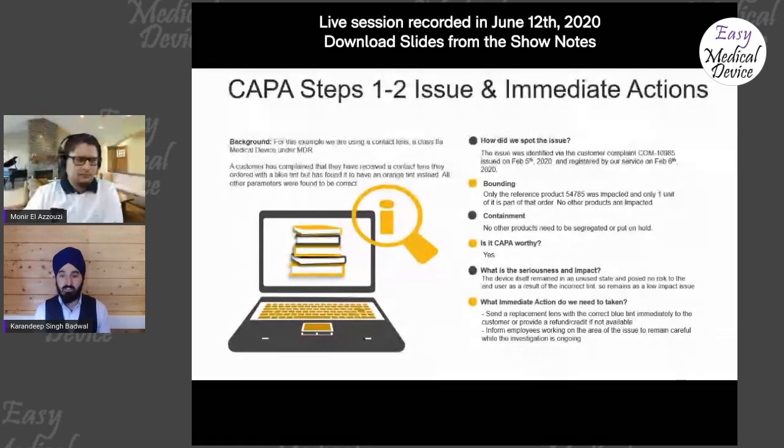So what immediate action do we need to take straight away? We need to send a replacement lens to that person, the one with the correct tint, the blue tint, or if it's not available, we provide them with a refund or a credit for next time. Also, we need to inform the employees working in the area that this issue happened, everybody who's involved in the process from start to finish in terms of ordering, and tell them to remain careful while this CAPA process is going on.